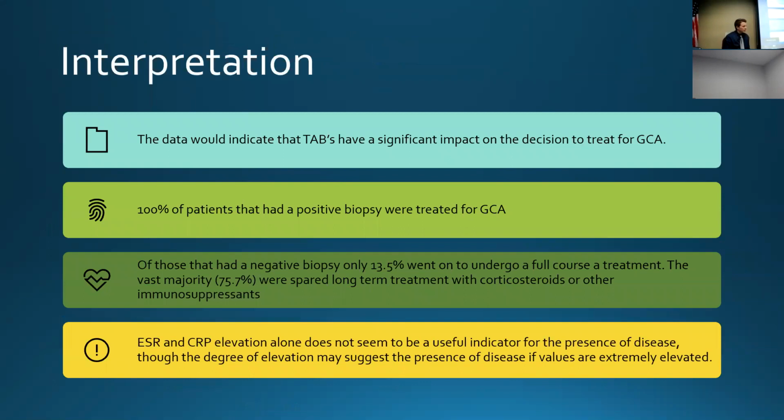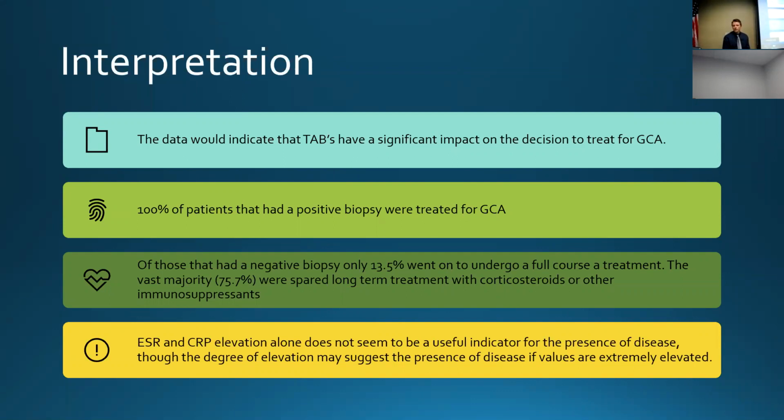So my interpretation of the data would indicate that TABs actually do play a significant role and have a significant impact in the decision to treat for GCA. 100% of our patients that had positive biopsies were treated for GCA, I think appropriately. And of those that had a negative biopsy, only 13 to 14% had to undergo a full course of treatment with steroids, which we know is not a benign therapy. The vast majority, 3/4 of them, were actually able to be tapered off quickly, and it saved them long-term corticosteroids.